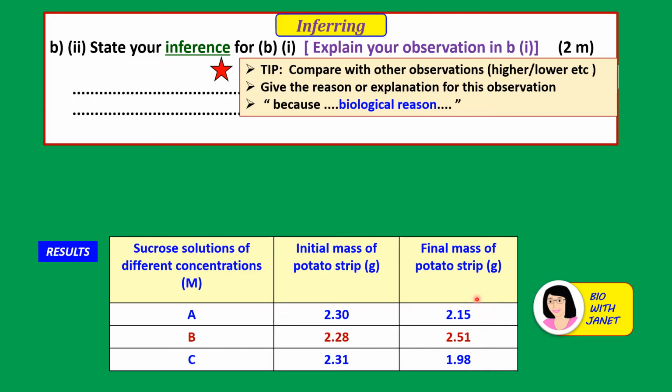If you look at the results here, we'll see a difference. For sucrose solution A, the potato strip loses mass. For sucrose solution B, the potato strip gains mass. And for sucrose solution C, the potato strip loses mass too, and loses more than the first one, as we will see through our calculation later on for percentage change in mass. So we are focusing on B. Now try and write your inference right now on a piece of paper. So pause the video and then I will discuss the results after that.